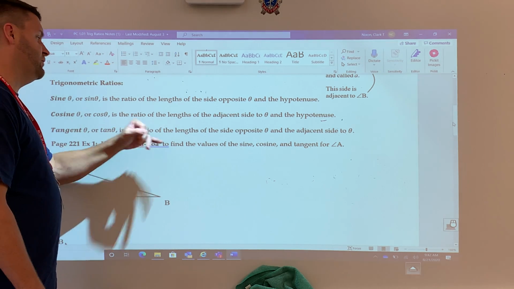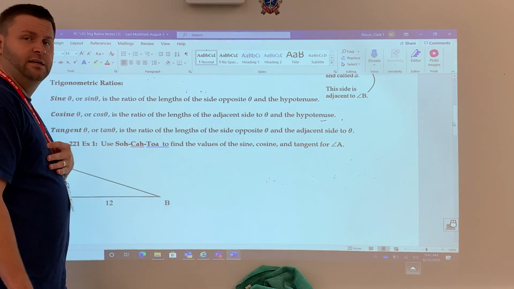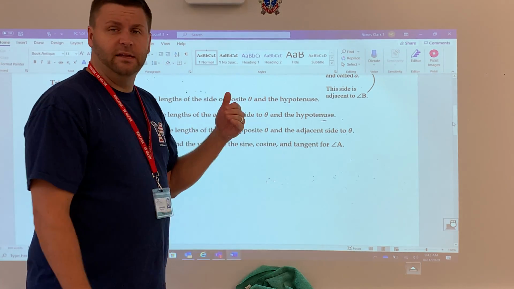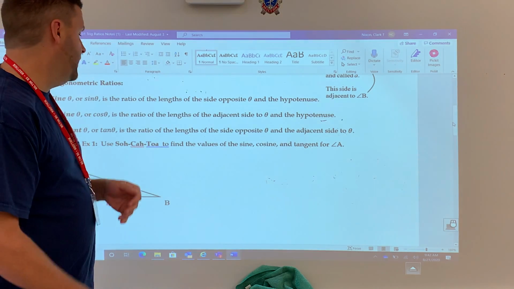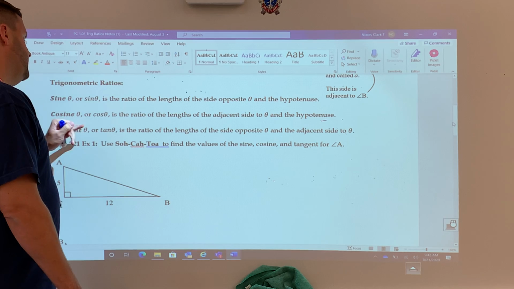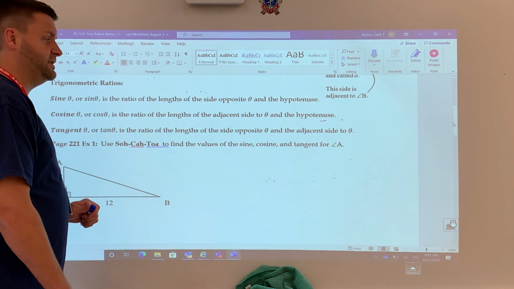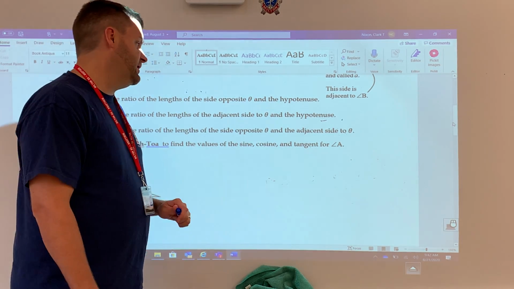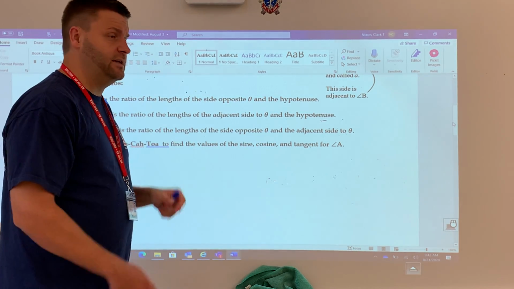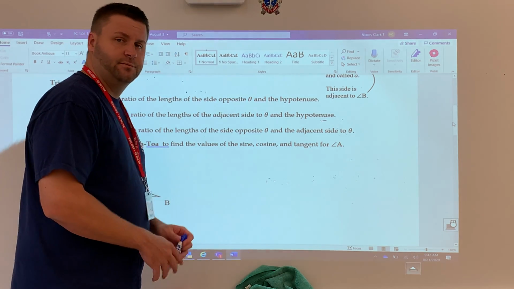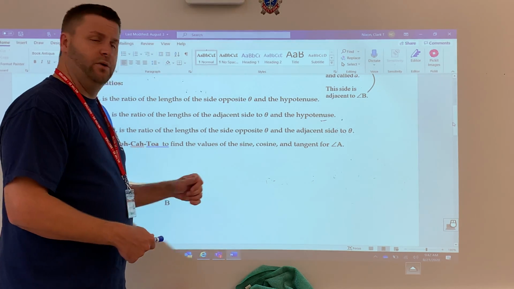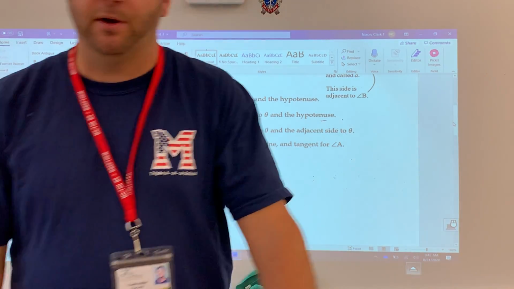So cosine theta is the ratio of the lengths of the adjacent side to theta and the hypotenuse. So hence cosine, adjacent over hypotenuse, okay? And then tangent, or tan theta, is the ratio of the lengths of the sides opposite theta and adjacent to theta. So think TOA, tangent is equal to opposite over adjacent. Okay? So give me another 20-30 seconds here and we will get started on these two example problems.